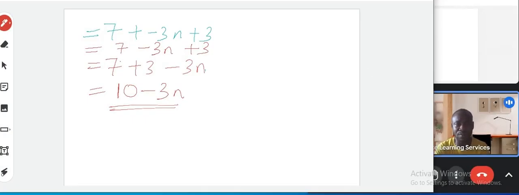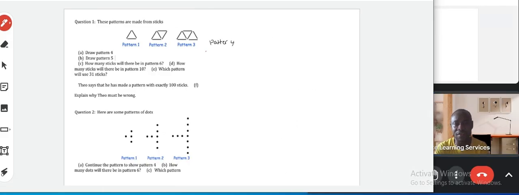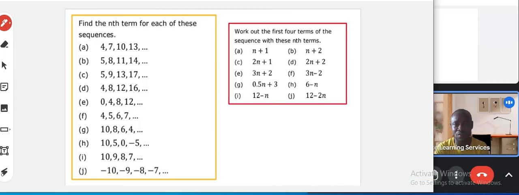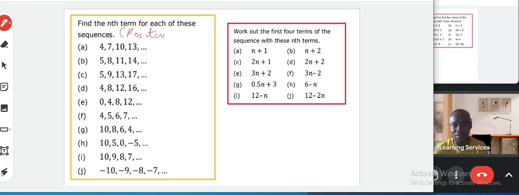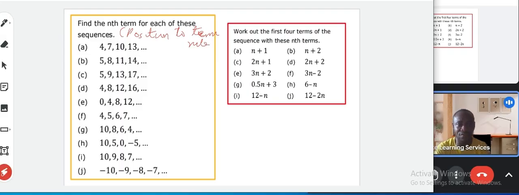Alright, so this is the term to term, position to term rule. I think what I would just do is ask you to use this and practice this one here. The nth term simply means position to term rule, okay? They're basically asking you, go to that last page, you see it. Position to term rule, that's what nth term means. By the way, these ones that they're asking you to find the first 4 terms is easy now. Can we just do A? It's very easy to find the first 4 terms.